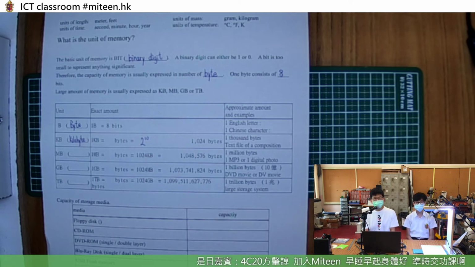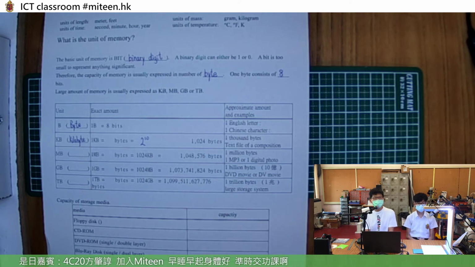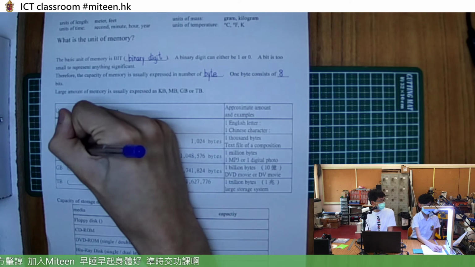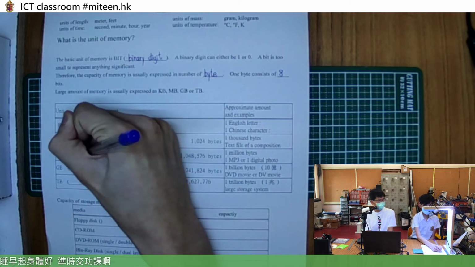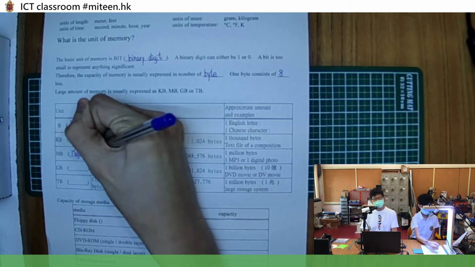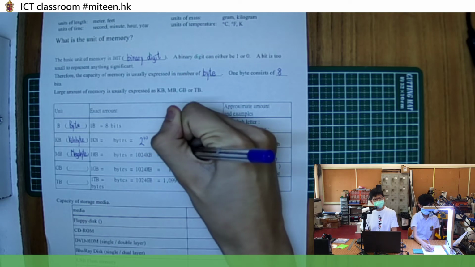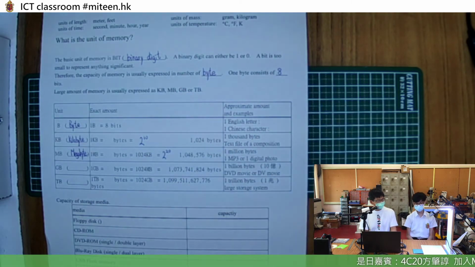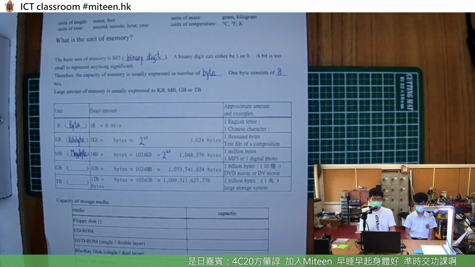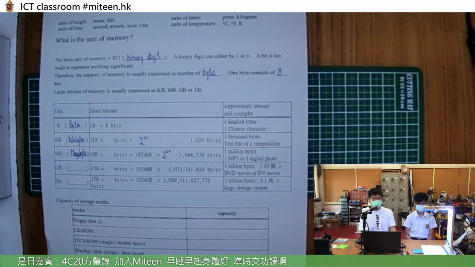The next prefix we usually use is M. 1 megabyte is equal to 1024 kilobytes. 1024 can be calculated by 2 to the power of 10. So 1 megabyte is equal to 2 to the power of 20 bytes.